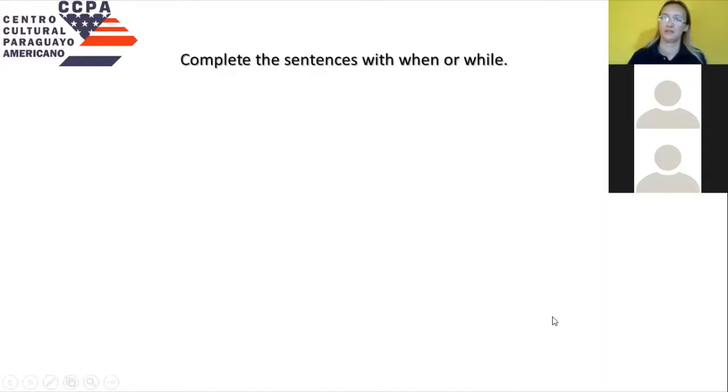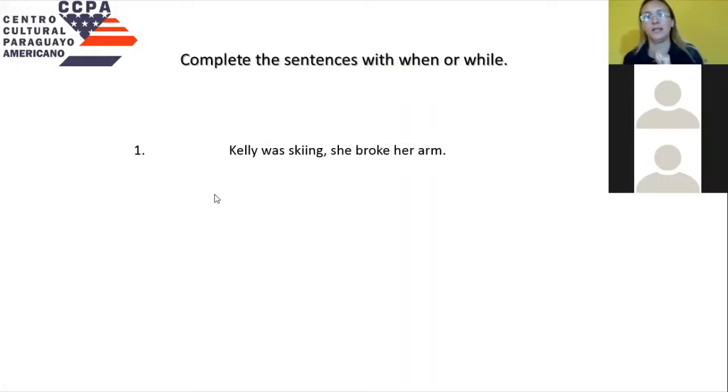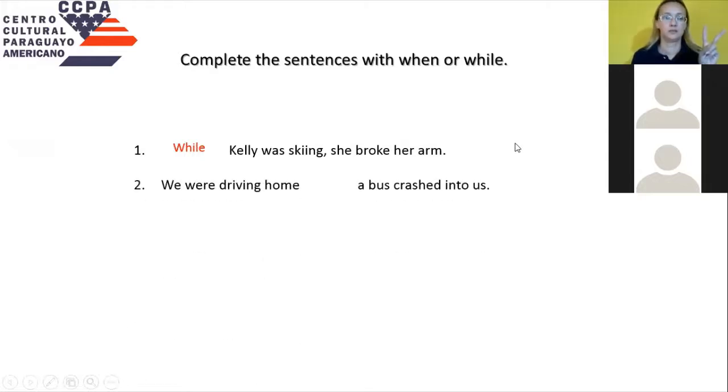Okay, now let's practice. We're going to complete the sentences with when or while. Yeah? So, first question. Write it on the chat box. So I have, Kelly was skiing, she broke her arm. Remember, when or while? One focuses on the past continuous, the other one focuses on the simple past. Yeah, while Kelly was skiing, she broke her arm. Very good, excellent.